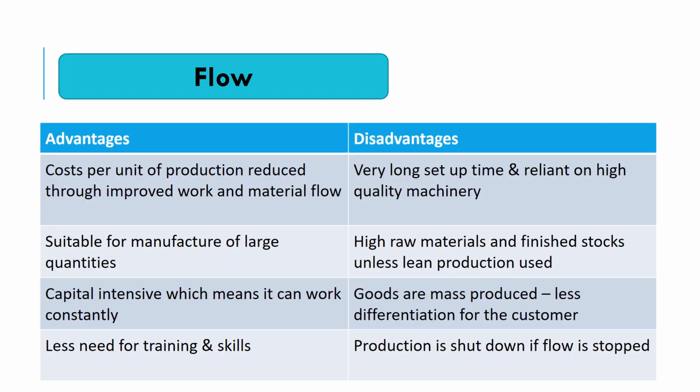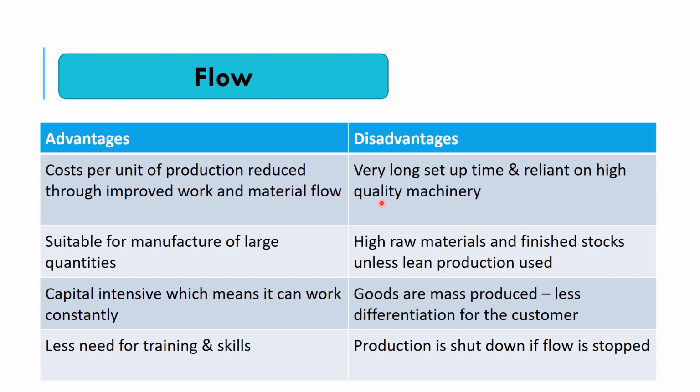Let's have a look at some advantages and disadvantages. One of the main advantages is the cost per unit of production is reduced. It's also suitable for manufacture of large quantities. Often it uses technology, and so it can work perhaps more constantly than a workforce, and may not need as many staff to be trained or to operate it.